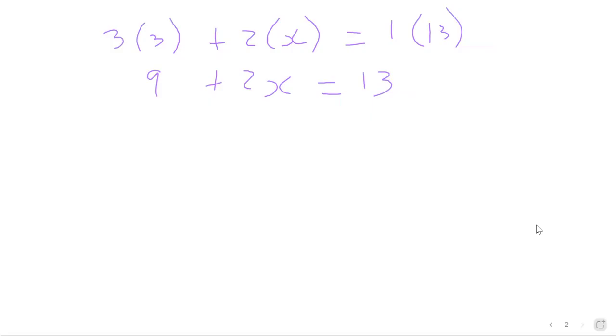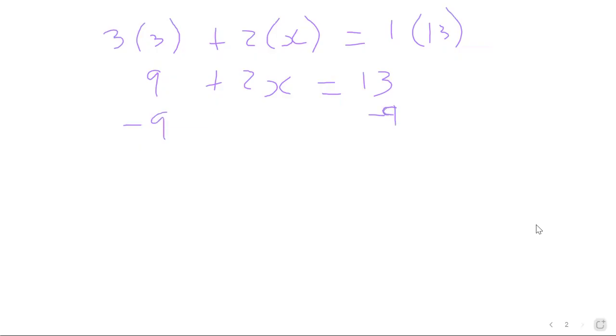So this equation becomes simpler. I mean, this is simpler than what we started with. Now I'm still trying to solve for x. The 9 has to go away. It's a positive 9, so I'm going to do a minus 9. And then I do the same thing on the right.